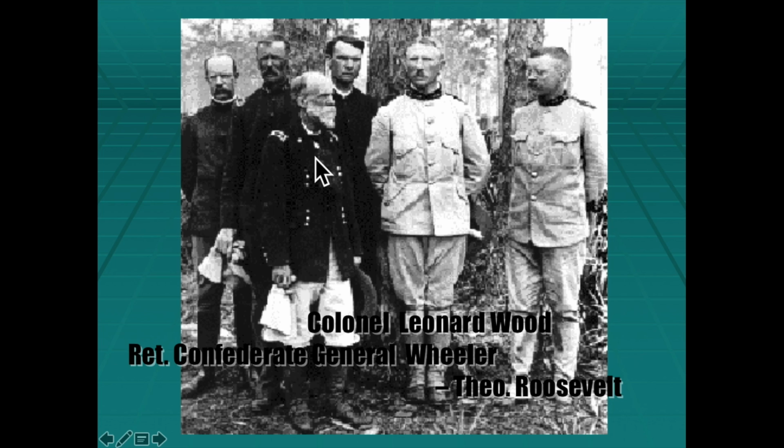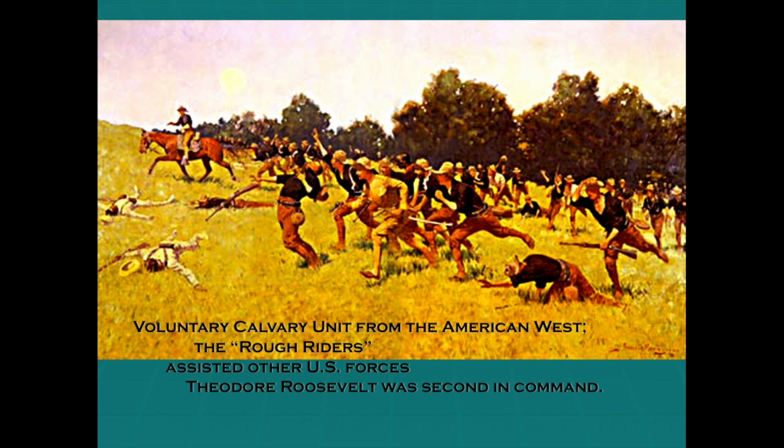Apparently here is a retired Confederate General Wheeler. So, as you know, the Civil War wasn't that long in the past. It was just basically about a decade before. So they're tapping in on all their military strategists if they could. Here's a depiction of the volunteer cavalry unit. So basically horsemen from the West, the Rough Riders. And they assisted other U.S. forces, and Theodore Roosevelt was the second in command, so he was prominent in that force.